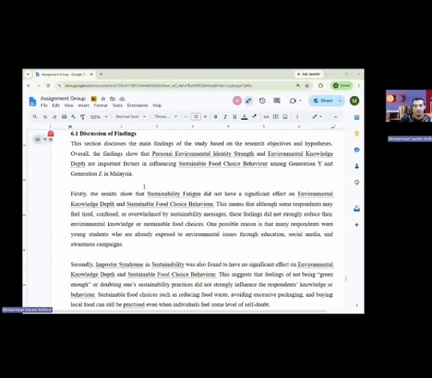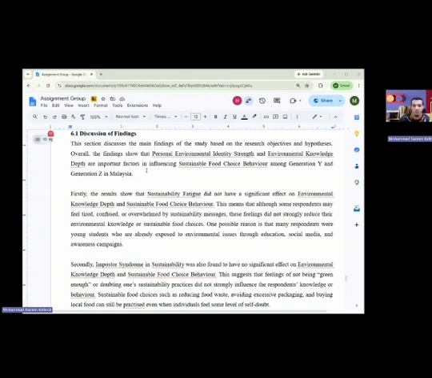Firstly, the findings show that sustainability fatigue does not have a significant effect on environmental knowledge depth and sustainable food choice behavior. This means that even though some respondents may feel tired, confused, or overwhelmed by sustainability messages, it does not strongly reduce their environmental knowledge or their sustainable food choice. One possible reason is that many of the respondents are young students exposed to environmental issues through education, social media, and awareness campaigns. Because of the exposure, sustainability fatigue may not strongly affect their knowledge or behavior.